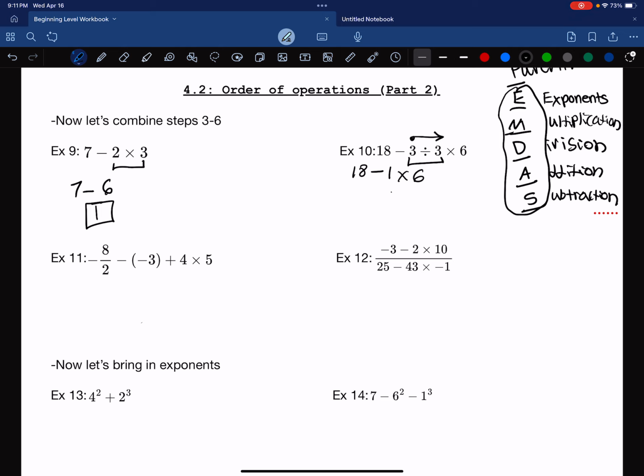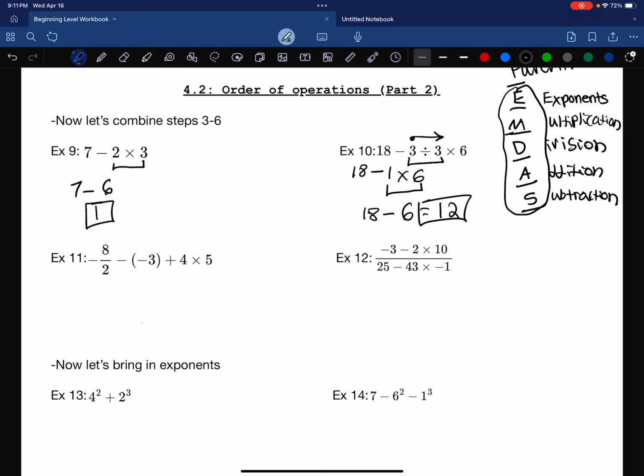And then from here, we solve multiplication. So we're going to do 1 times 6. So we're going to have 18 minus 1 times 6 is 6. And then 18 minus 6 is 12. And that is our final answer. Looking at example 11, I encourage you to pause the video and work through it. And now let's work through it together.